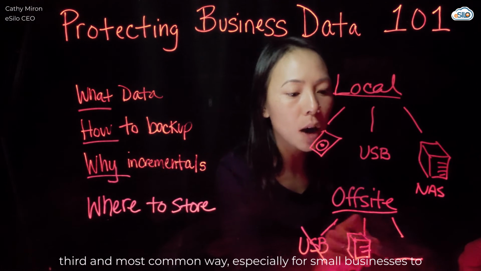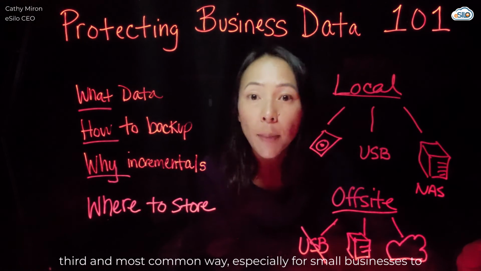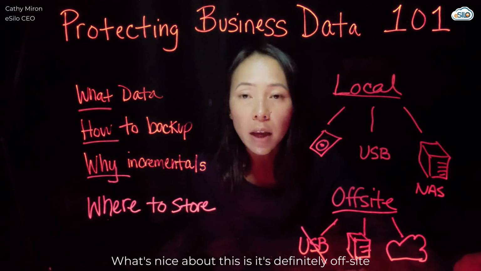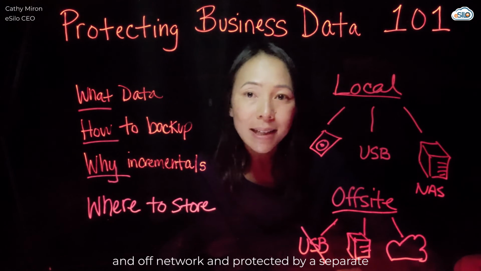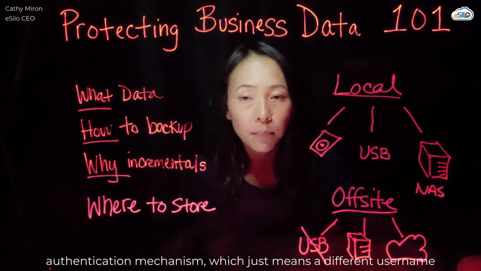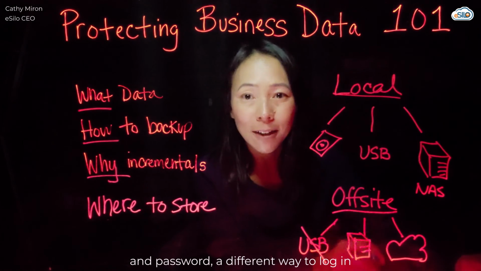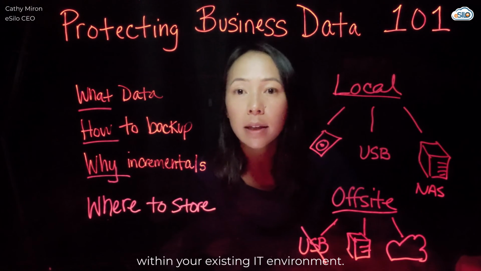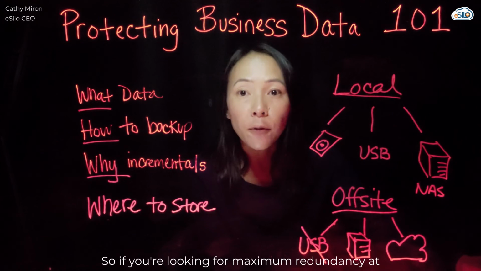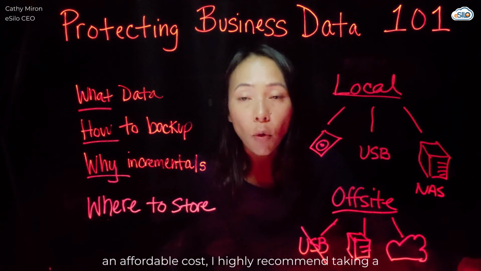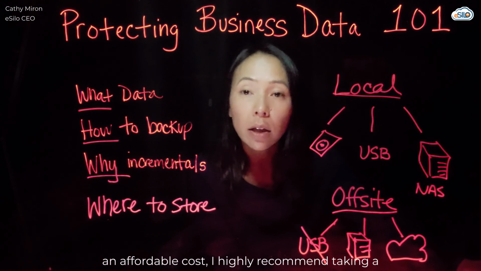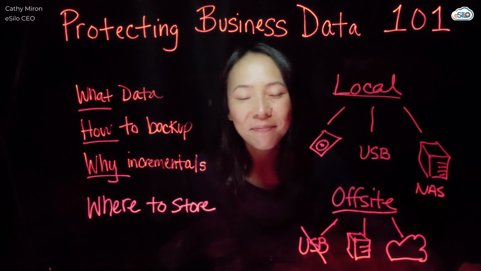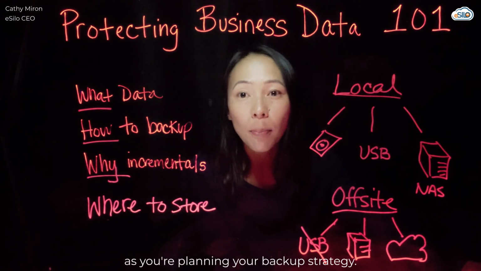The third and most common way, especially for small businesses, to back up their data is via a cloud service. What's nice about this is it's definitely off-site and off-network and protected by a separate authentication mechanism, which just means a different username and password, a different way to log in and access those files than anything else that's within your existing IT environment. So if you're looking for maximum redundancy at an affordable cost, I highly recommend taking a look at your options for offsite backup, and we've got plenty of videos that talk through what some of those are. I hope that this was helpful as you're planning your backup strategy.